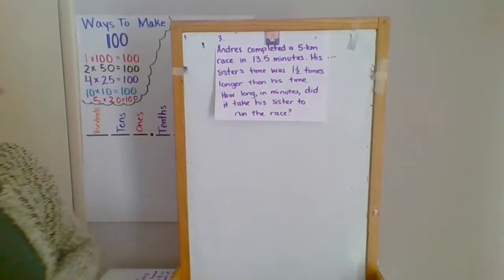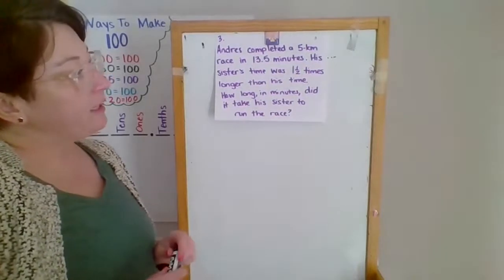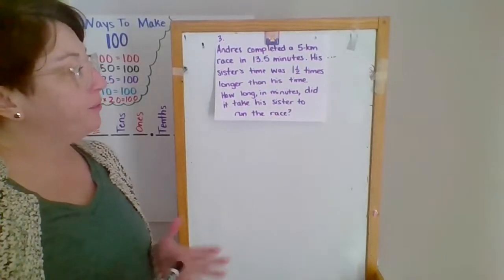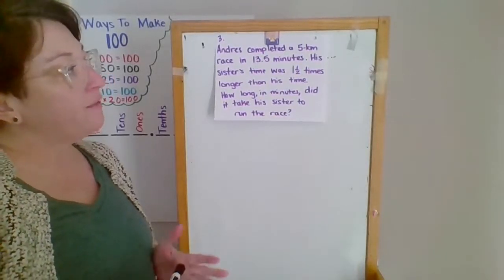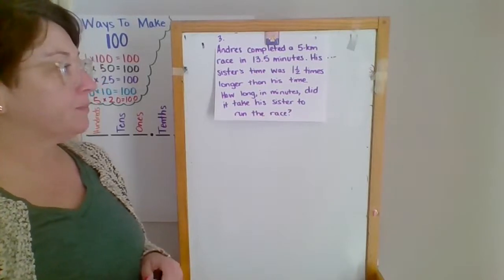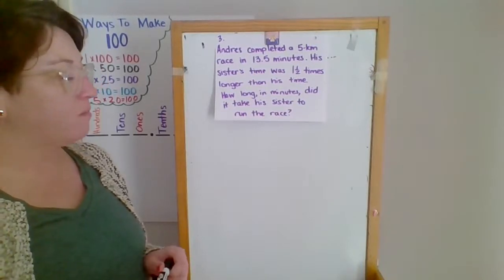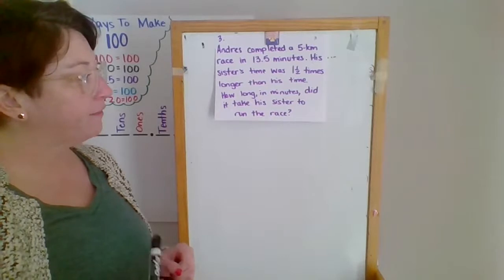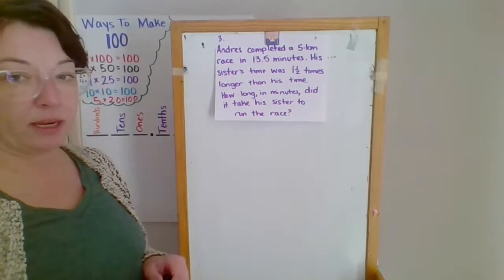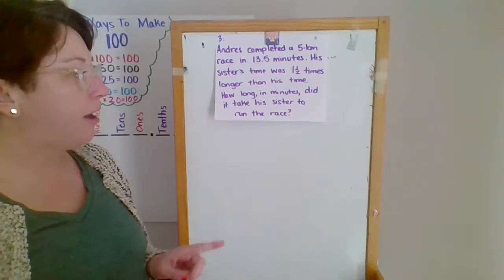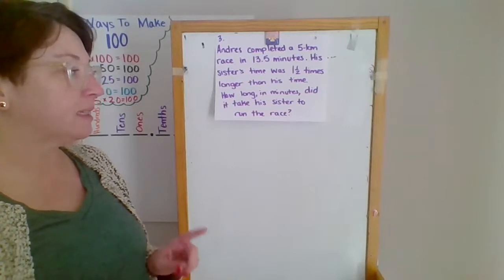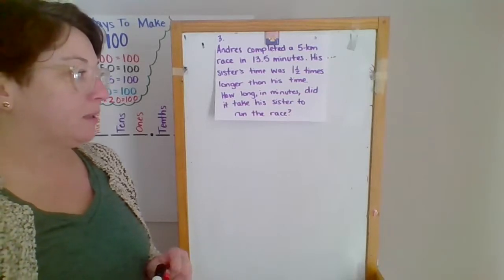All right. So Andres completed a 5-kilometer race in 13 and 5/10 minutes. His sister's time was 1 1/2 times longer than his time. How long in minutes did it take his sister to run the race?